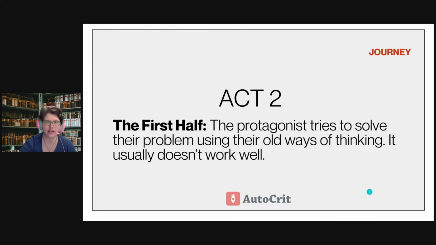So, in the first half of Act Two, your protagonist is usually trying to solve their new problems using their old ways of thinking, right? They haven't fully gotten on board yet. They haven't grown. These attempts usually fail or only provide temporary fixes. They are reacting to the world rather than truly changing it.